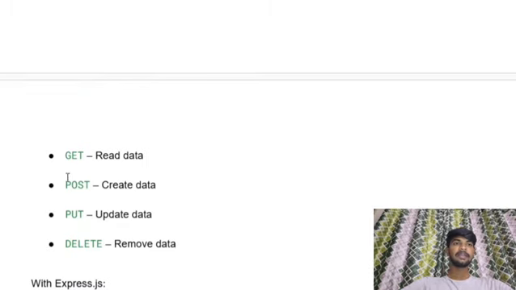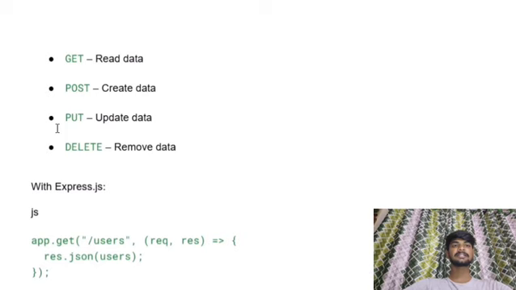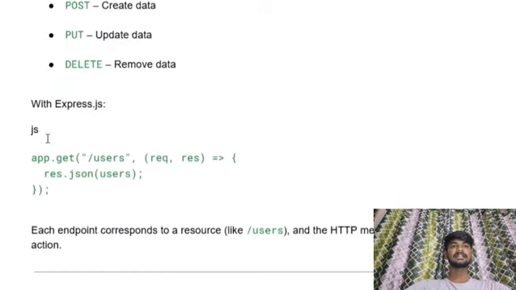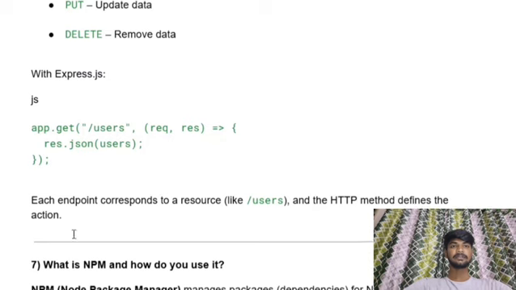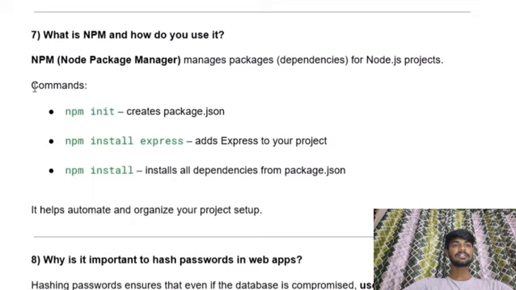What is a RESTful API and how do you create one in Node.js or Express.js? A RESTful API follows REST principles and uses HTTP methods. Some of the methods are GET, which is used to read data; POST, to create data; PUT, to update data; and DELETE, to remove data. With Express.js, here is some code. Each endpoint corresponds to a resource, and the HTTP method defines the action.